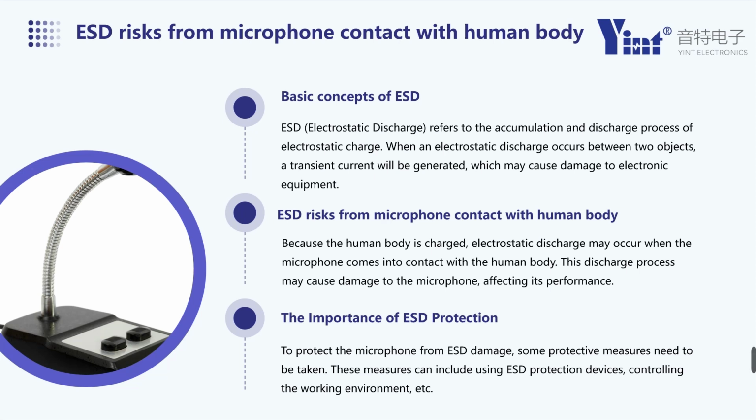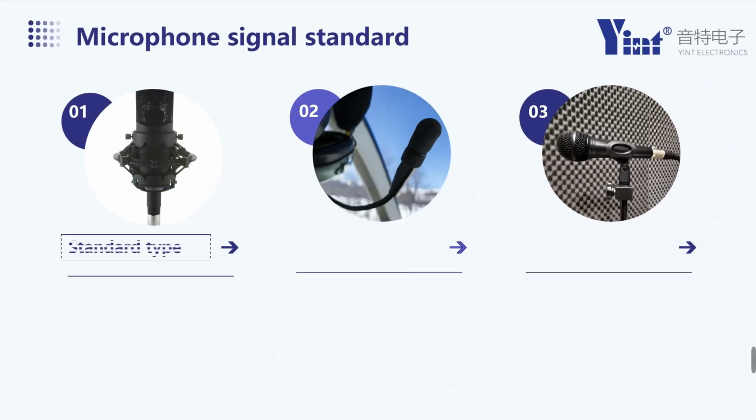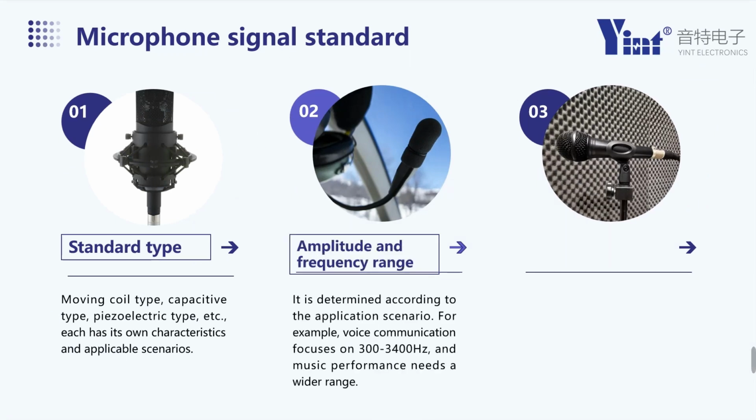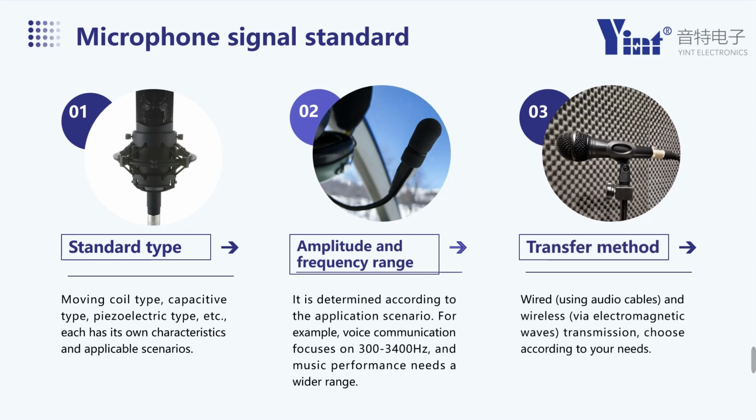To protect the microphone from ESD damage, some protective measures need to be taken. These measures can include using ESD protection devices, controlling the working environment, etc. Standard type, moving coil type, capacitive type, piezoelectric type, etc. Each has its own characteristics and applicable scenarios. Amplitude and frequency range: it is determined according to the application scenario. Transfer method: wired and wireless transmission. Choose according to your needs.